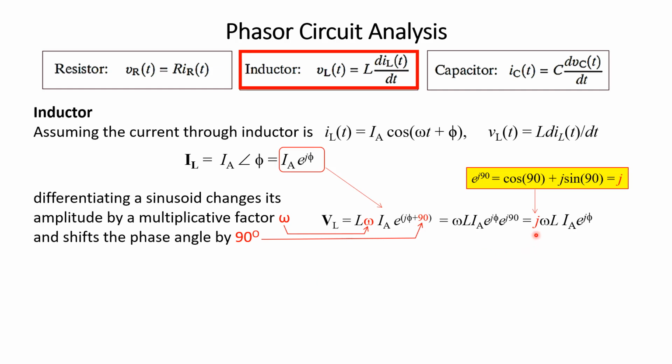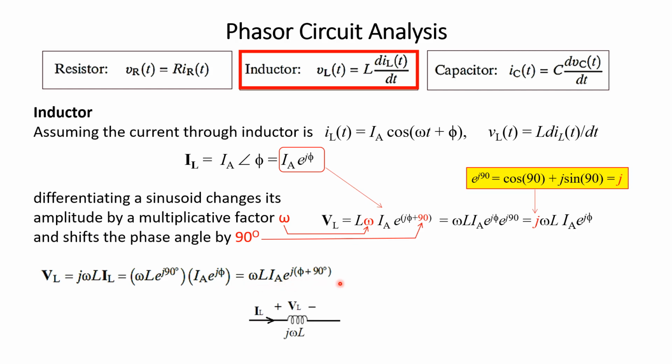Here, as a quick reference, what is j? j is e^(j90), and because e^(j90) is cosine 90 plus j sine 90, cosine 90 is 0 and sine 90 is 1, therefore e^(j90) is j. Now what is V_L then? V_L is again represented over here. V_L is omega L I_A e^(j(phi plus 90 degrees)).